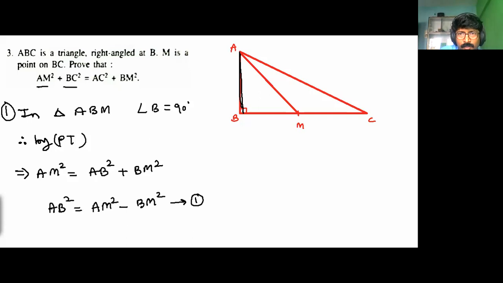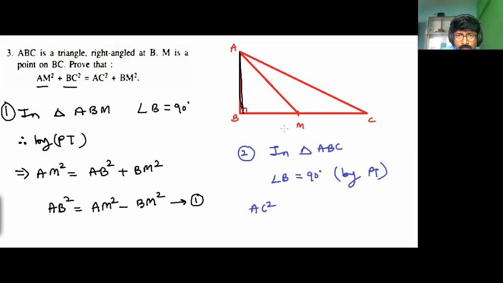Now let's begin with the second part. What is the second part? Now I am choosing triangle ABC, a huge triangle, isn't it? In triangle ABC, angle B is 90 degrees. Therefore, by PT, what can we say? Hypotenuse square. Where is the hypotenuse? Side AC is the hypotenuse. So AC square is equal to AB square plus BC square. Now once again I'll write everything in terms of AB square. AB square is equal to AC square minus BC square. This is statement number 2.